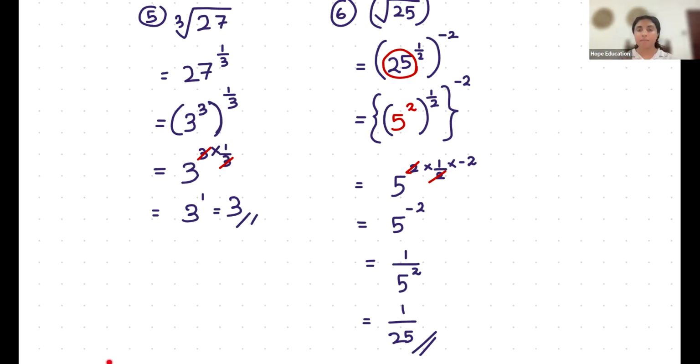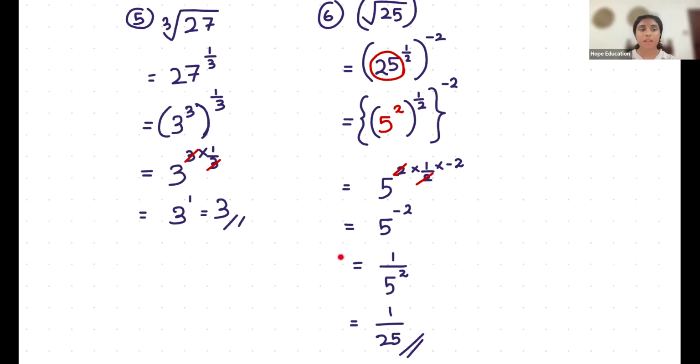Okay, am I done, everybody? Give me a thumbs up. Let's discuss another example again from the textbook.